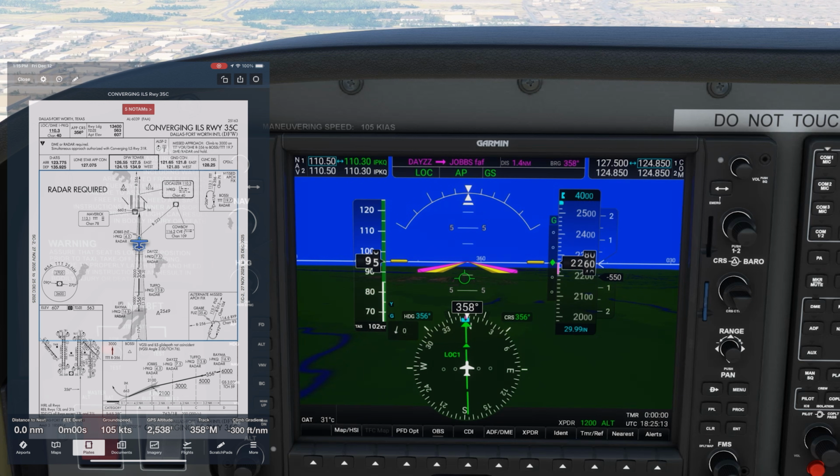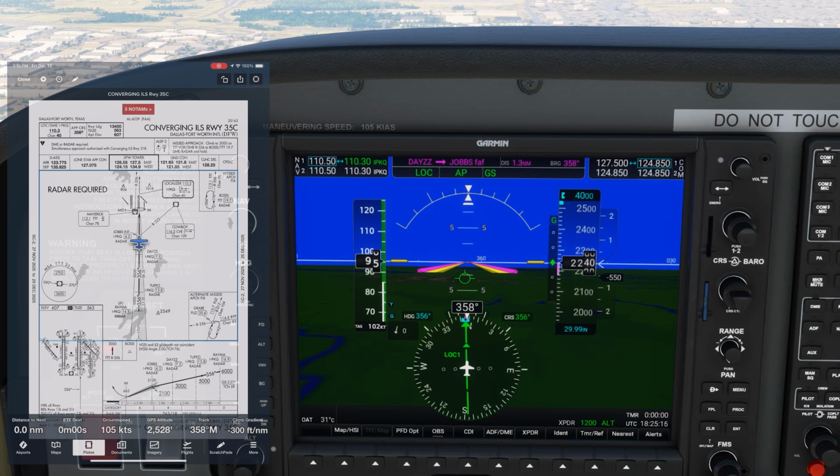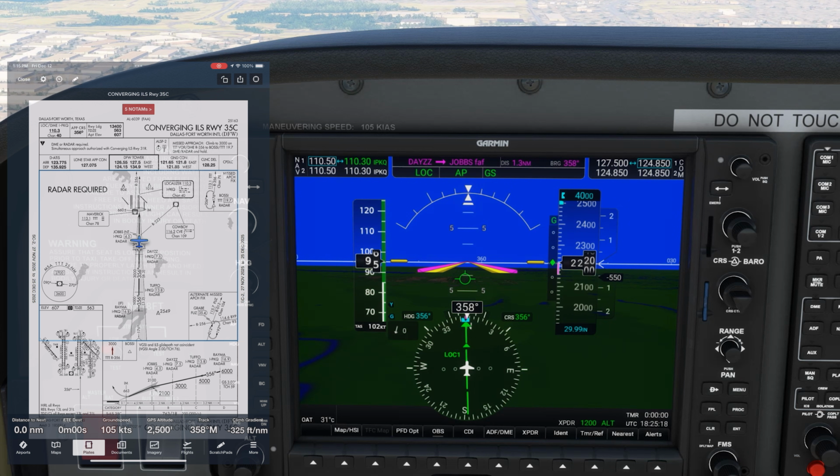If you're unsure, just cross-check your altitude with the restrictions on the plate. It's a great way to maintain situational awareness, and it'll save you some paperwork.